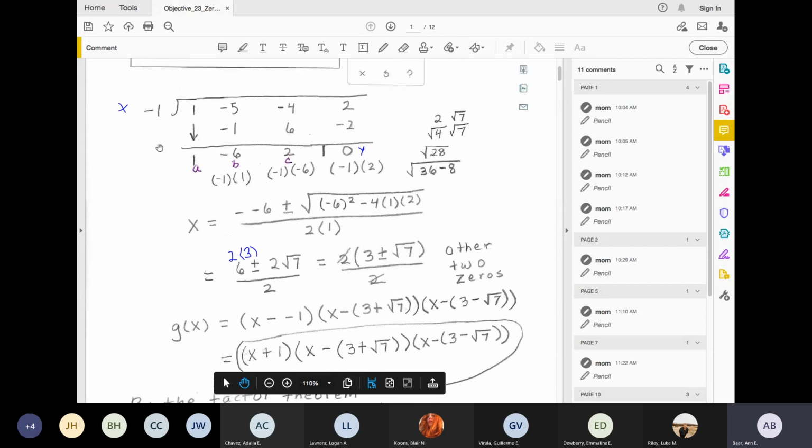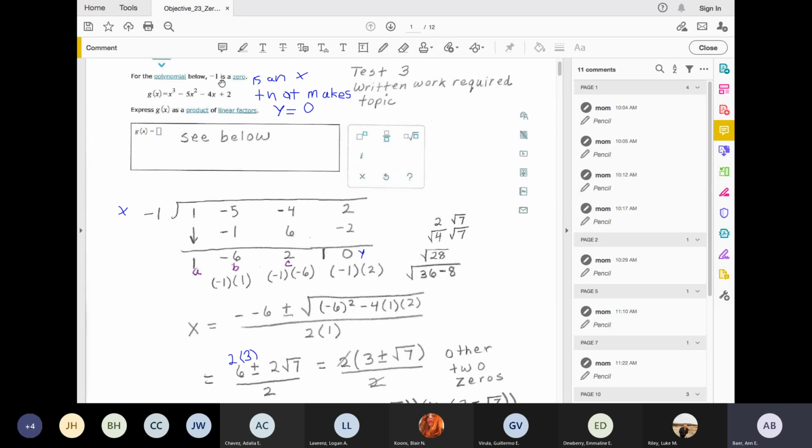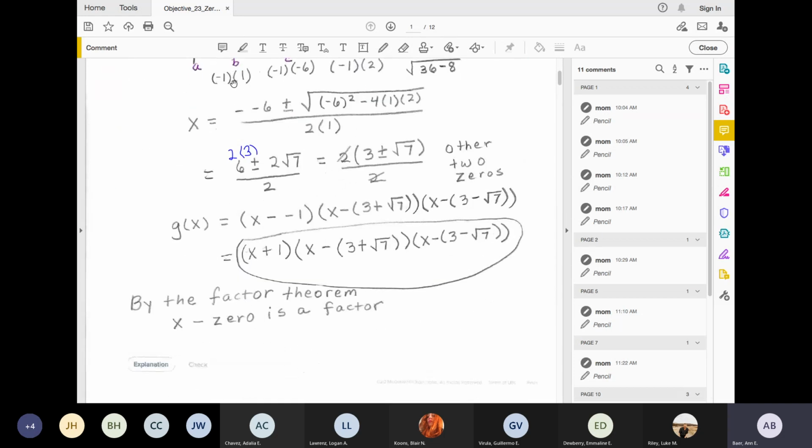So this one up here, this is one of our zeros, negative 1. We were given negative 1 is a 0. So x minus that 0, x minus negative 1, is a factor. X minus another 0, which is 3 plus square root of 7. Let's cover up the negative sign. So this is x minus a 0, and let's cover up this minus sign. So another 0, a second 0, is 3 plus square root of 7.